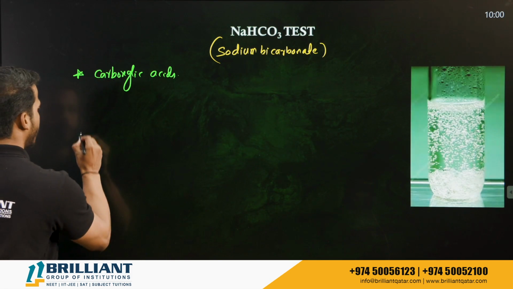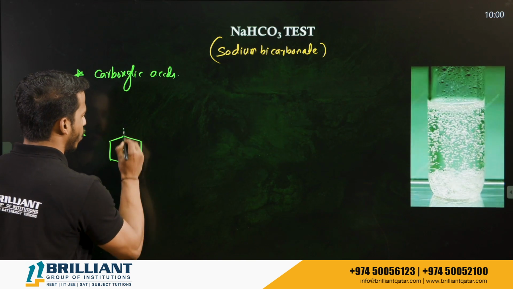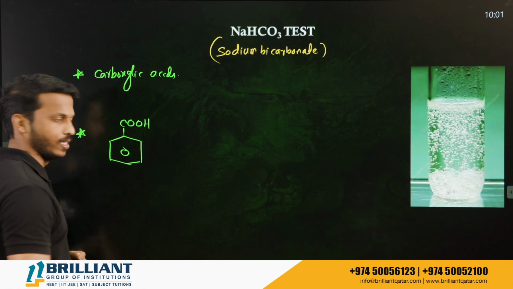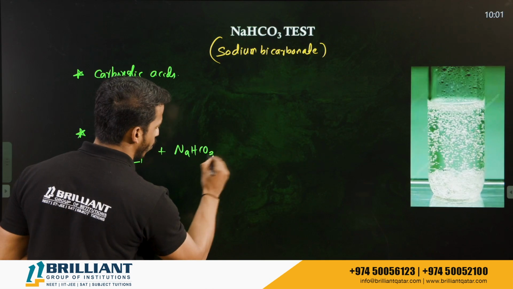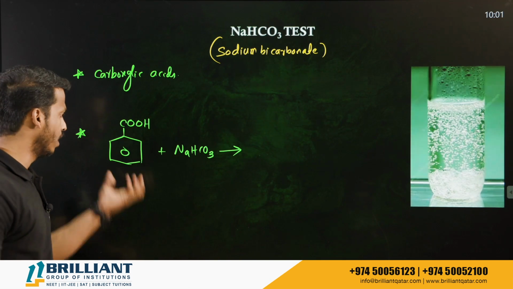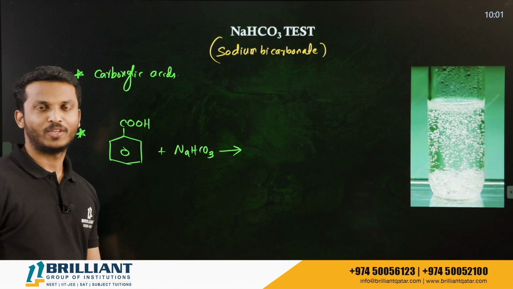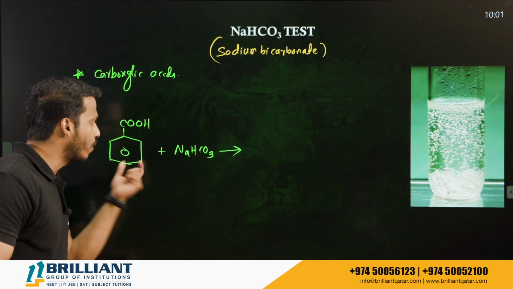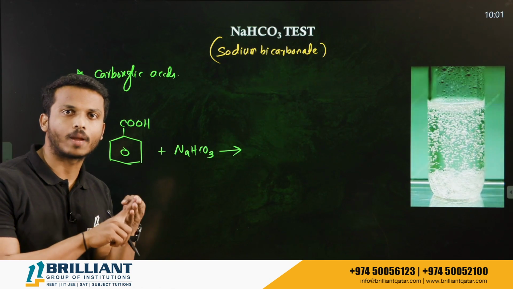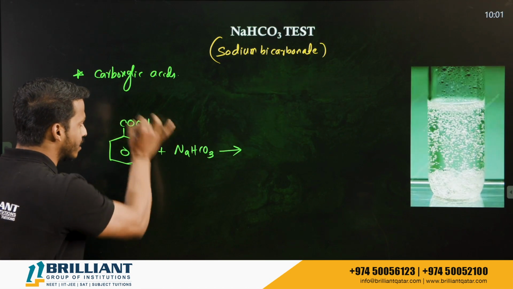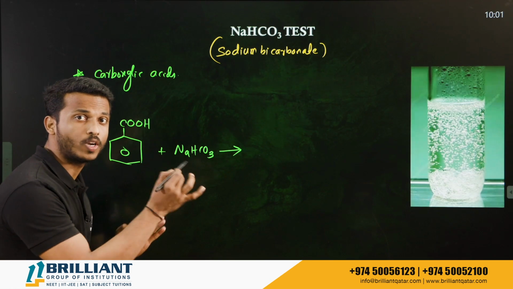What is the test? Let me take one carboxylic acid, dear all, for example benzoic acid. You know benzene with the COOH acid group is called benzoic acid. What are we treating here? NaHCO3, sodium bicarbonate. Acid reacts with the metal bicarbonate. You studied this in 10th grade: acid reacts with a metal bicarbonate, you will get salt, water and carbon dioxide. When a carboxylic acid is treated with a metal bicarbonate, you will get salt, water and carbon dioxide.